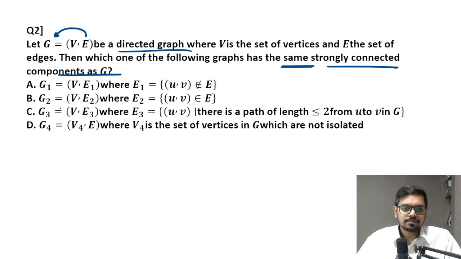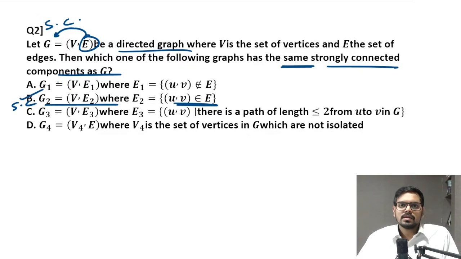Option B is saying G2 is (V, E2), where E2 is the same edges as per the E set. Same vertices, same edges. If G is strongly connected, then this is the same graph. Yes, it's like isomorphism. This is also strongly connected. Done. Option B is correct. In the exam, you have to be that quick. If the options are a little less tough, and you read one and feel it is correct, done, no need to check the rest.